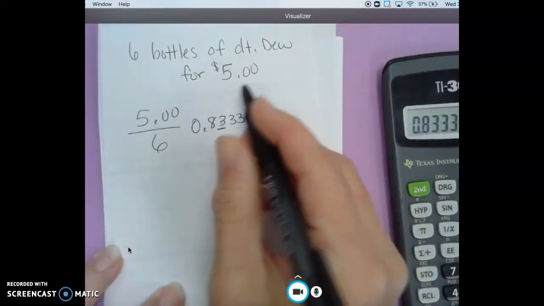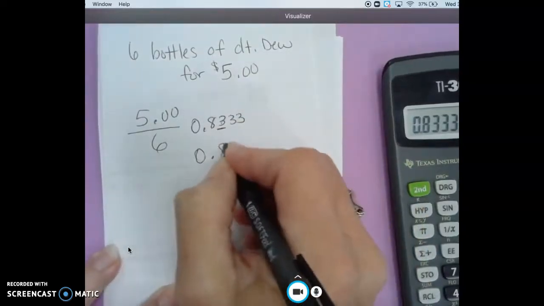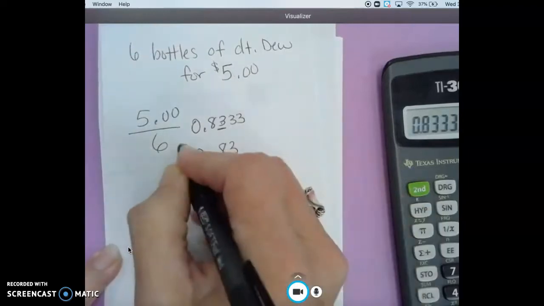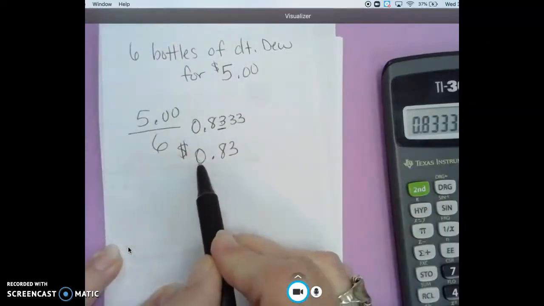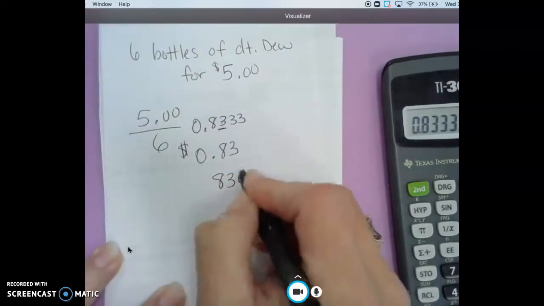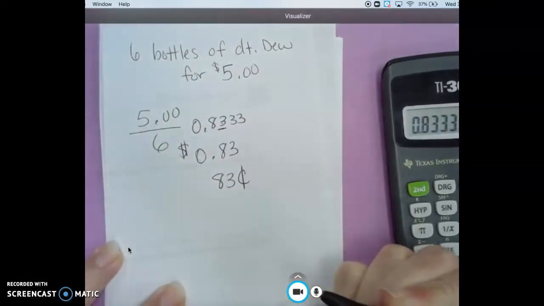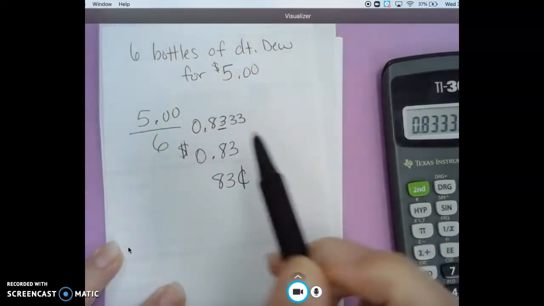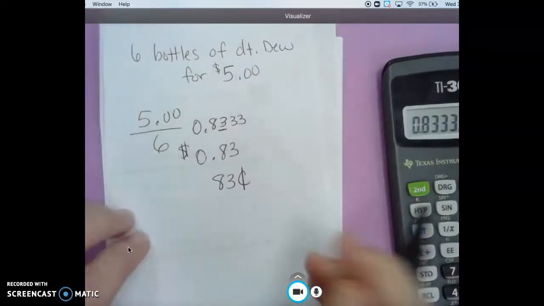So this will just be 83 cents. So we could use a dollar sign, that's $0.83, or some people like to put 83 cents. Both of them really mean the same. So that 1 bottle of drink costs 83 cents.